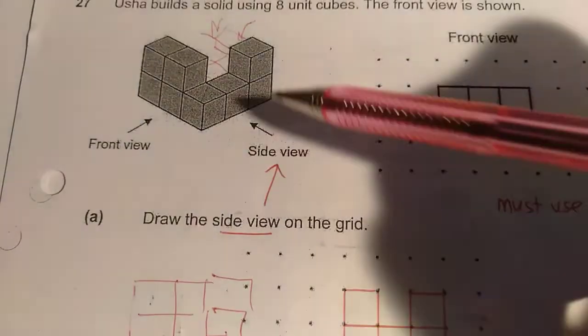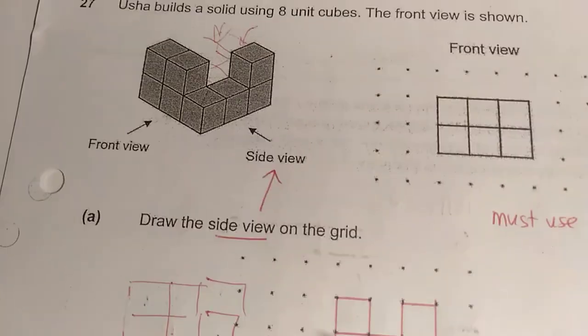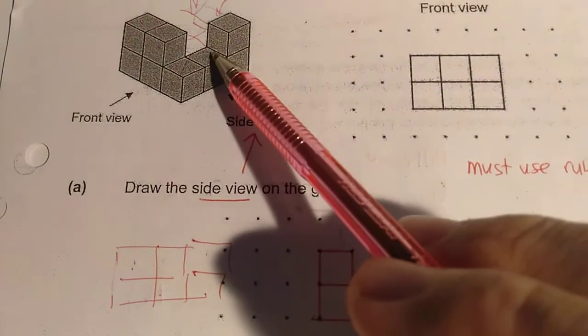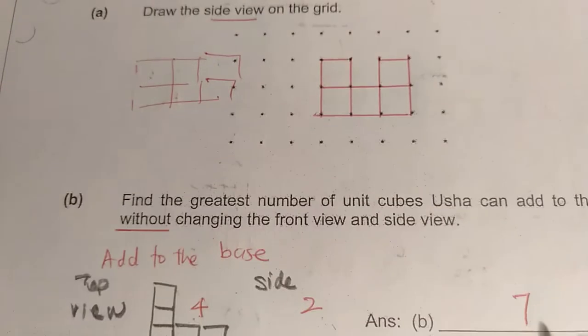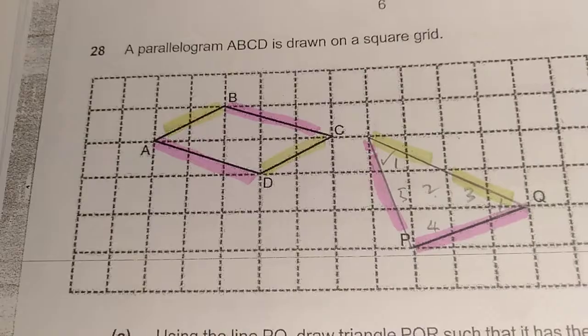Can I add 1 more here on top of this? Cannot. If I add 1 more here, no problem with the front view, but for the side view, there'll be a problem. Then there will be another block here. So I cannot add 1 more on top here. So 7 is the answer for this. Let's go to the next question.